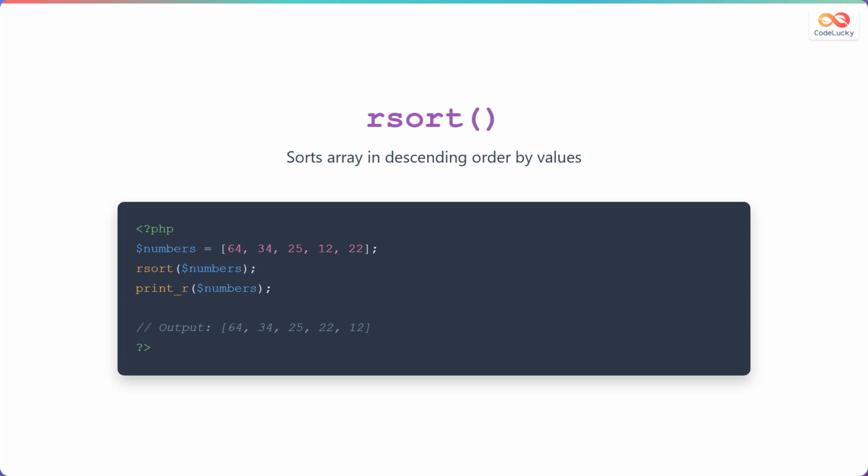Now let's explore the rsort function. This function does the opposite of the sort function. It sorts an array in descending order based on its values. Just like sort, it also modifies the original array and reassigns the keys. Here's an example, again using the numbers array containing 64, 34, 25, 12, and 22. When we apply the rsort function, the array is sorted in reverse order, resulting in 64, 34, 25, 22, and 12.